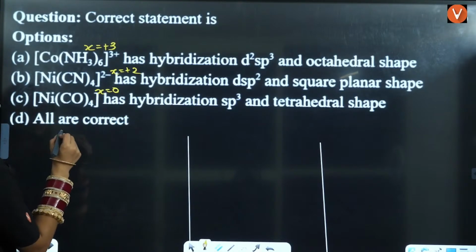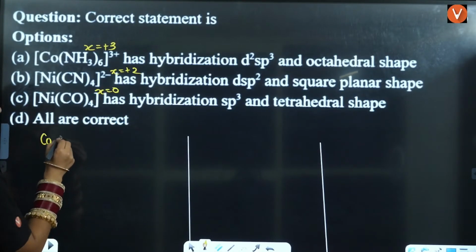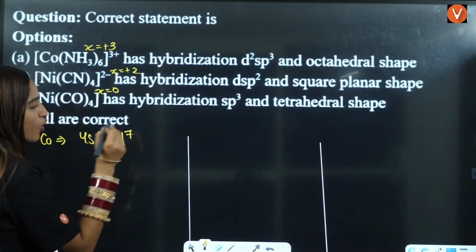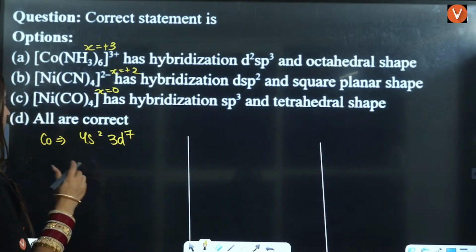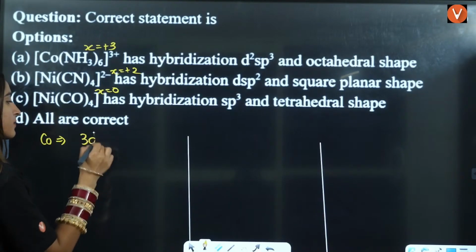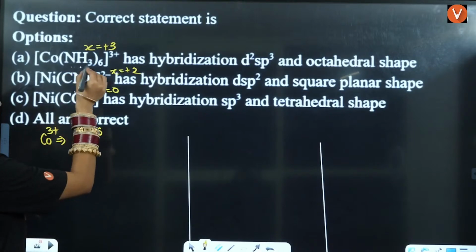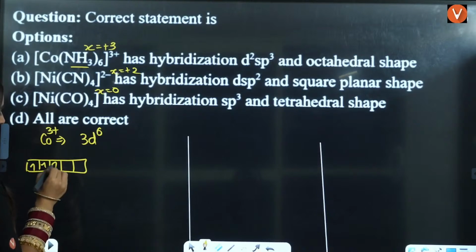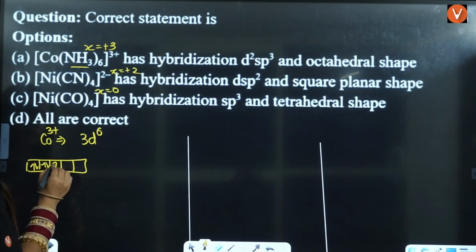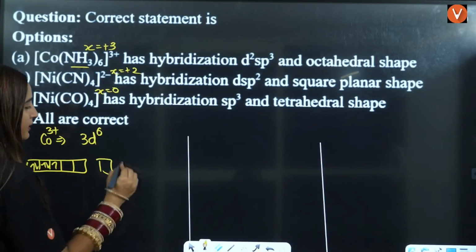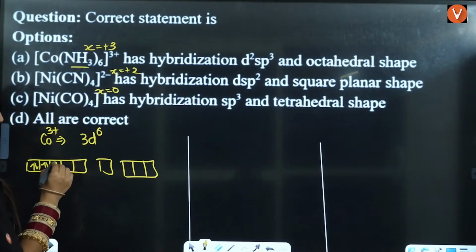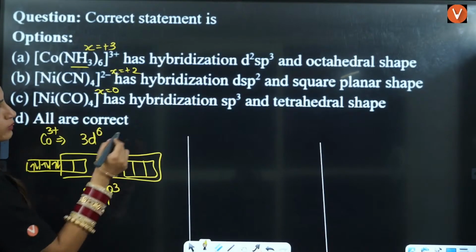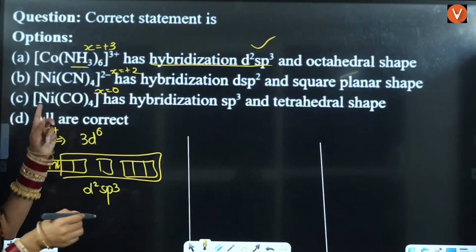So here, if you see this, cobalt is 27. That means 4s2 3d7. Cobalt, when it loses 3 electrons, it will be 3d6. Okay? NH3 is a strong field ligand. It is going to cause pairing. 1, 2, 3, 4, 5. Okay? So the answer will be d2sp3. If you see this, it is going to cause pairing. The answer you will be left with is d2sp3. Okay? d2sp3, that is the correct answer.